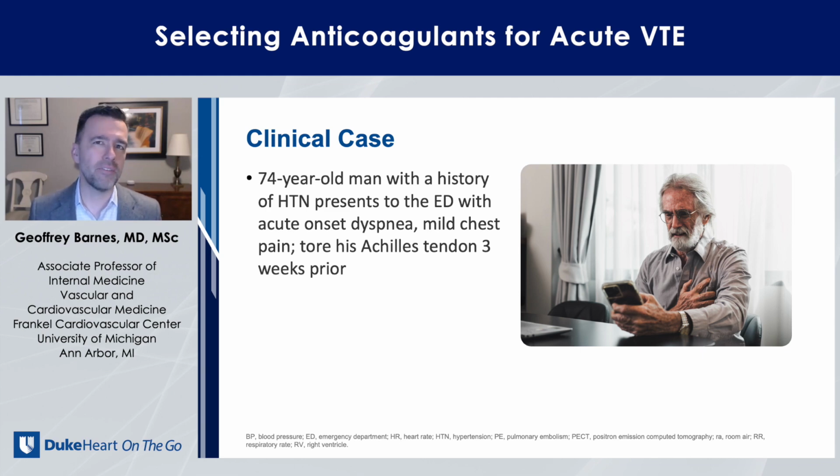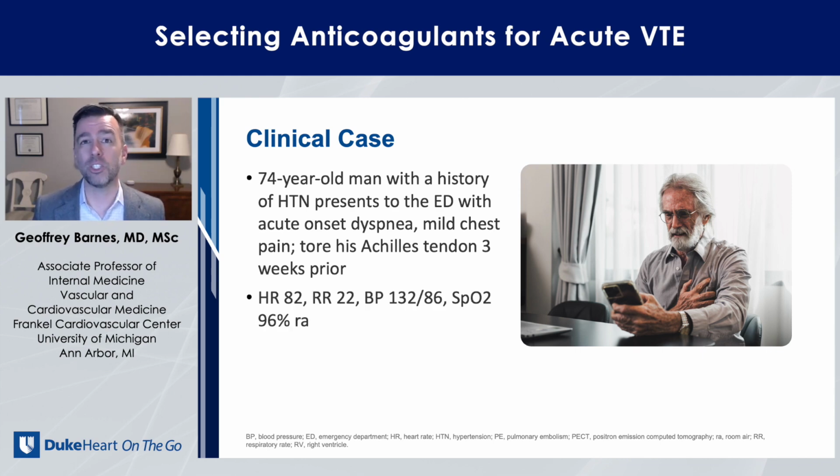Imagine, if you will, a 74-year-old man. He has a history of hypertension, and he comes into the emergency department with acute onset dyspnea and some mild chest discomfort. He actually tore his Achilles tendon about 3 weeks ago. Now, his vital signs show a normal heart rate, a mildly elevated respiratory rate, but normal blood pressure, and he's satting very well on room air.